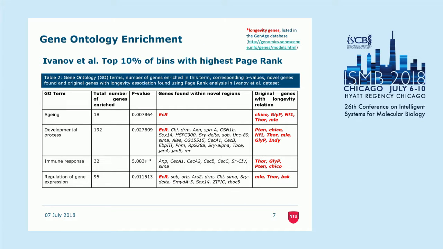Then we did the same for the second dataset, and as you can see here, we actually found GO terms very related to longevity. So we had aging, for example. Again, we found in the original regions genes that were already associated with longevity, and then we found many more genes in the novel regions, and one of these was already associated with longevity.